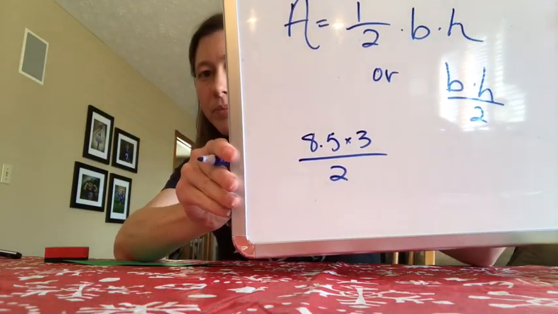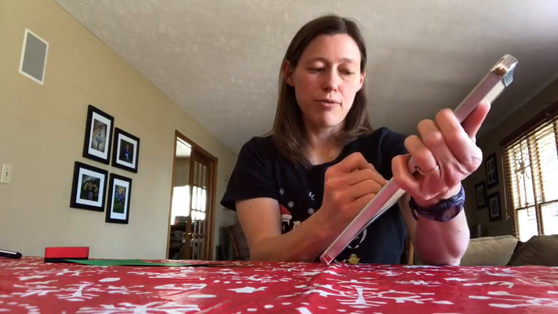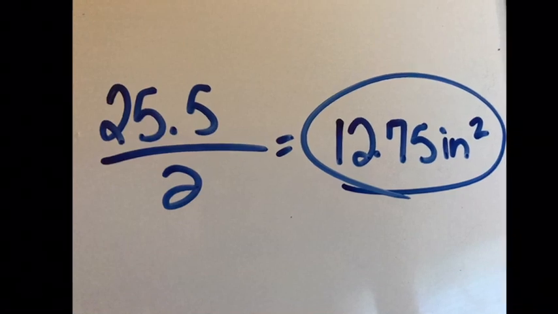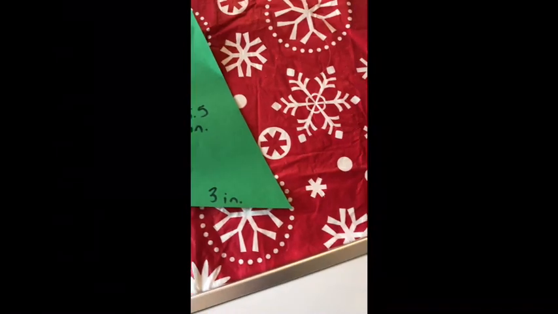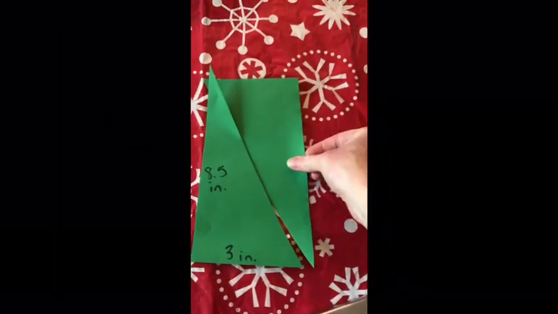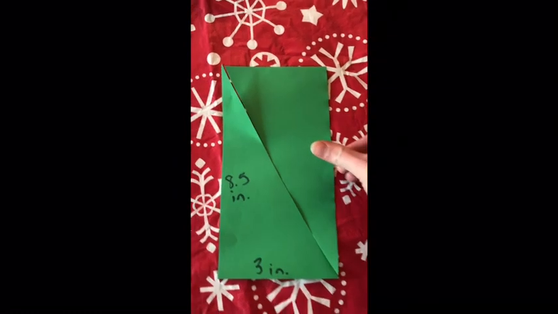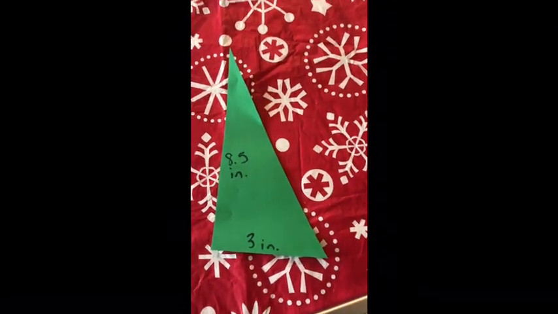So that's 25.5 divided by 2, or 12.75 square inches. Here is my triangle, and if I put another identical triangle right here, it makes a rectangle, but my triangle is half of the rectangle. So that's why we take half.